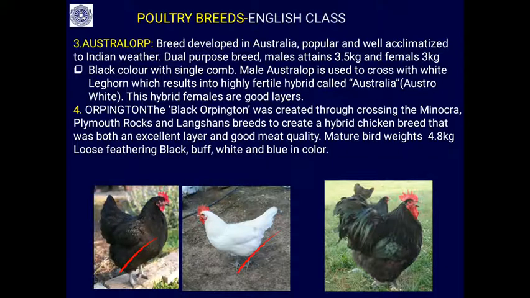Then Orpington. Orpington is black. It was created by crossing Minorca of the Mediterranean class with the Plymouth Rock of the American class and the Langshan breed, to create a hybrid chicken breed that was both an excellent layer and a good quality meat bird. The bird matures at about 4.8 kg and has loose feathering. So this is what you can see, Orpington.